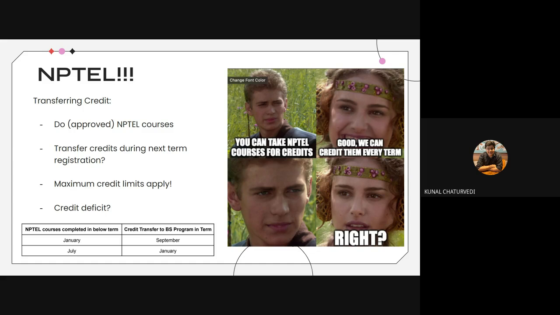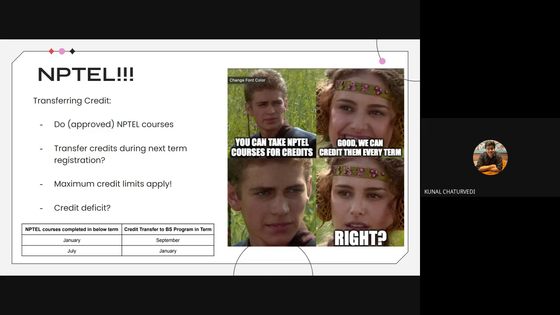But NPTEL only works in 2 terms throughout the year, more like a semester system. So they have their January to April term, and their July to October term. These are the only 2 terms which exist for NPTEL, and the registrations for these start 1 month before these terms start. So for the January term, registrations will start in December. If you plan on doing some NPTEL courses, you have to start registering in December this year itself.